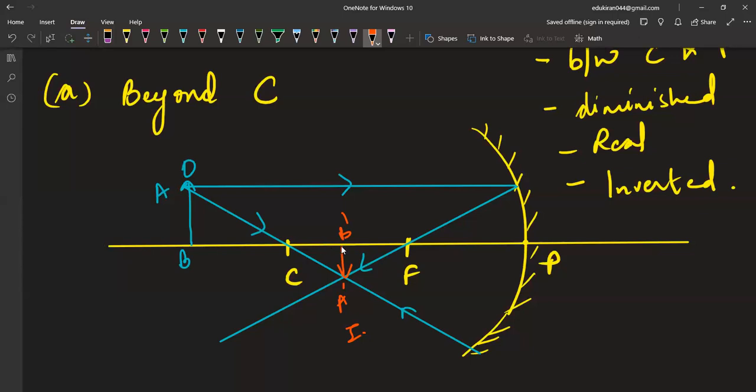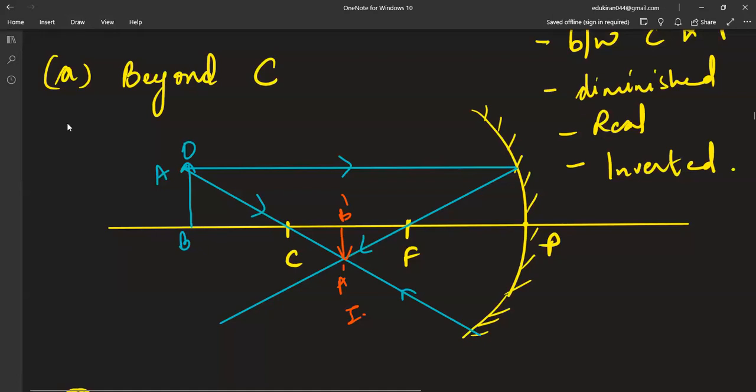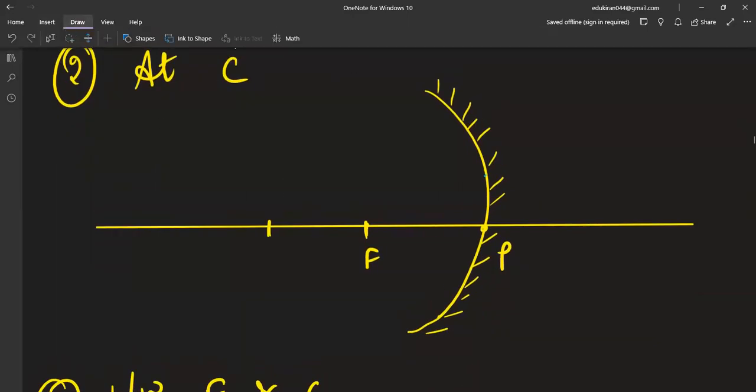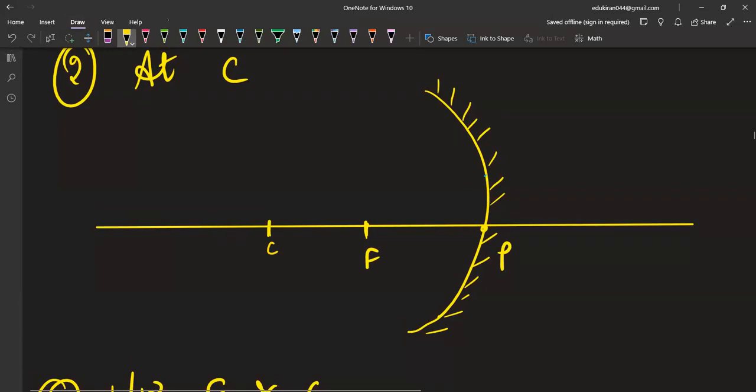Anywhere you do this, just the size of the image will change. You keep it at infinity, the size will be point size. You bring it near the center of curvature, the size of the image will increase, but everywhere this rule will be valid. You take the object beyond C, this will occur. Now let us shift the object a little here. Exactly at the center of curvature, let's see if we keep the object exactly at the center of curvature. This is the center of curvature.